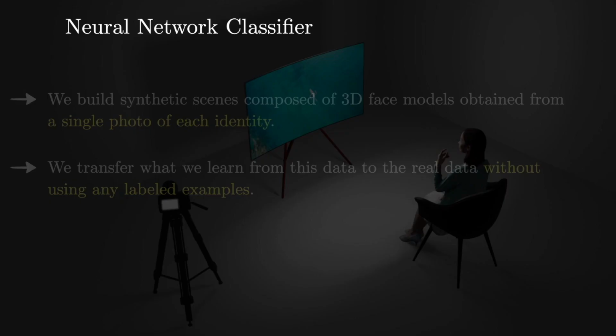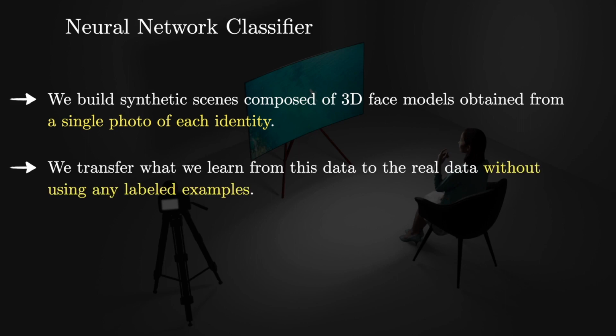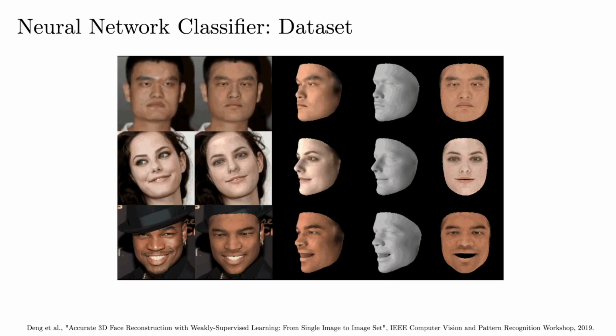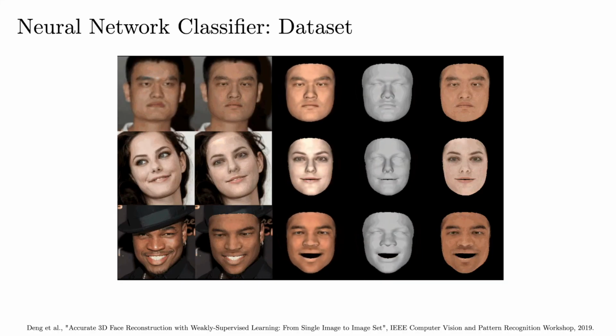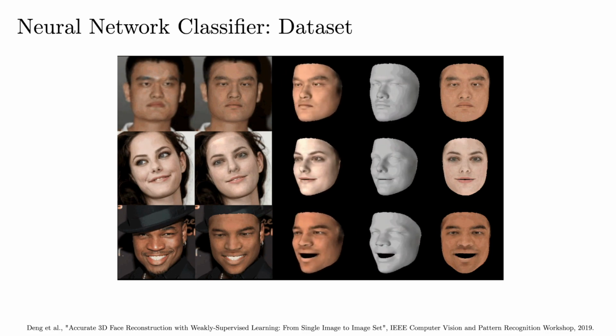Motivated by our findings, we develop a learning-based method that can be used to distinguish identities in practice. First, we build synthetic scenes composed of 3D face models, obtained from a single photo of each identity. Then we transfer what we learn from this data to the real data, without using any labeled examples. For each identity of interest, we obtain 3D models of their faces from only a single photograph by relying on a 3D face reconstruction network.